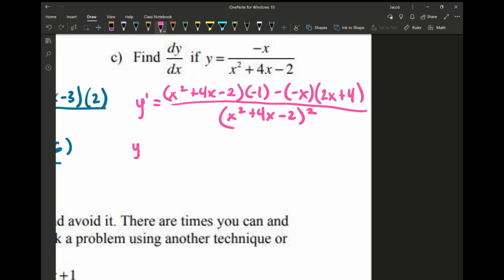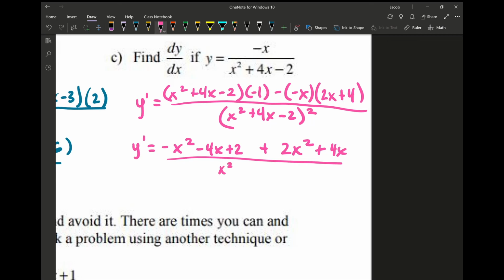So simplifying this, we just distribute that -1, and then I'm going to keep my minus and I'll distribute this -x because it's a little confusing. So -2x squared minus 4x. Now I'm just going to distribute that negative, so that's a plus, that's a plus. So that's my numerator. That can be simplified.